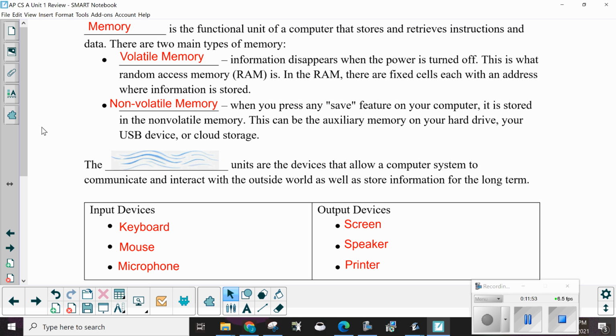Non-volatile memory: when you press any save feature on your computer, it is stored in the non-volatile memory. This can be the auxiliary memory on your hard drive, your USB device, or cloud storage.